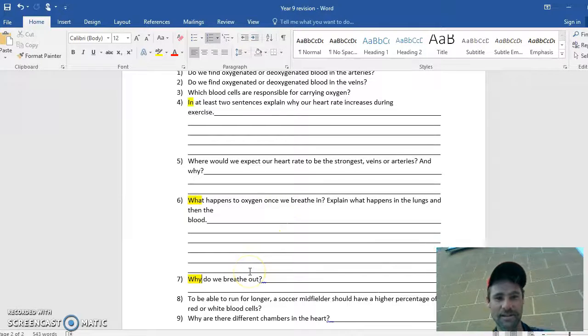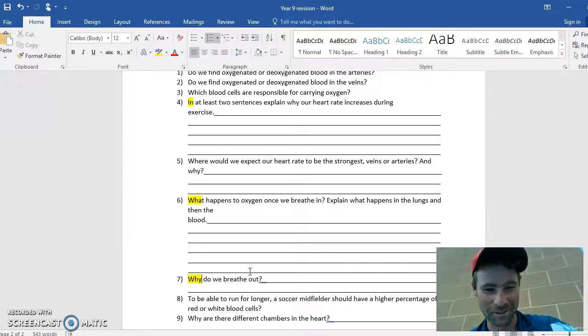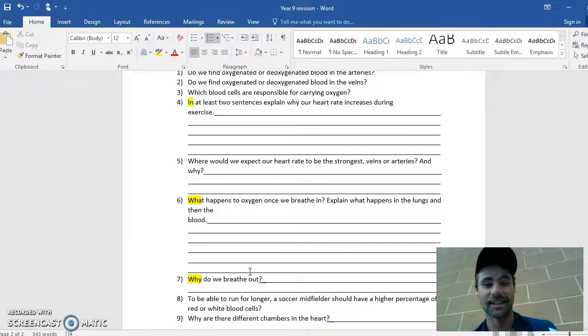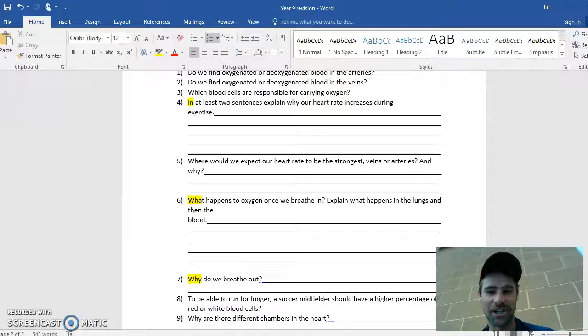Why do we breathe out? So one of the things that we discussed was to get rid of the carbon dioxide. If we don't get rid of the carbon dioxide, we basically become toxic. So it's important that we breathe out to get rid of this carbon dioxide. That's also why in the heart there's those different chambers, so that we can separate the two.